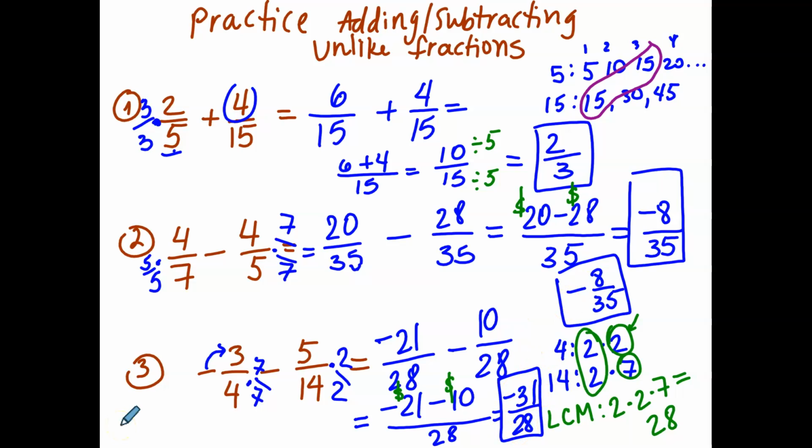Or we can write it as a mixed number. 31 divided by 28. 28 goes into 31 one time, and the difference is 3. So we can write this number, I'm running out of space here, as negative 1. 28 goes into 31 one whole time, and 3 out of 28 left.